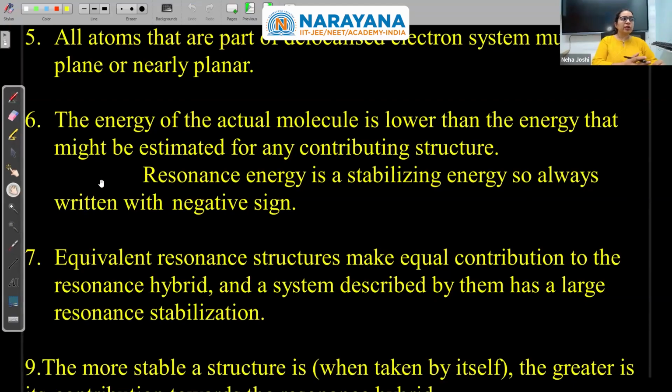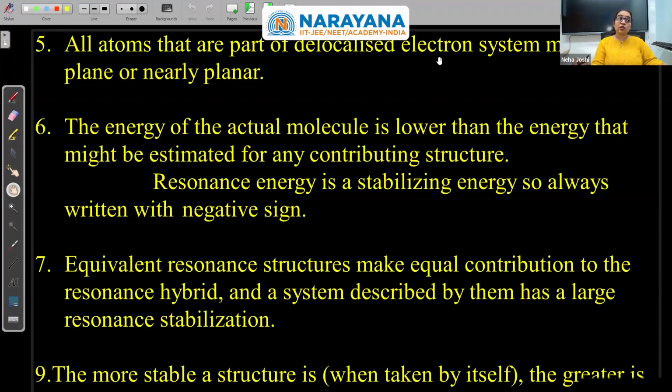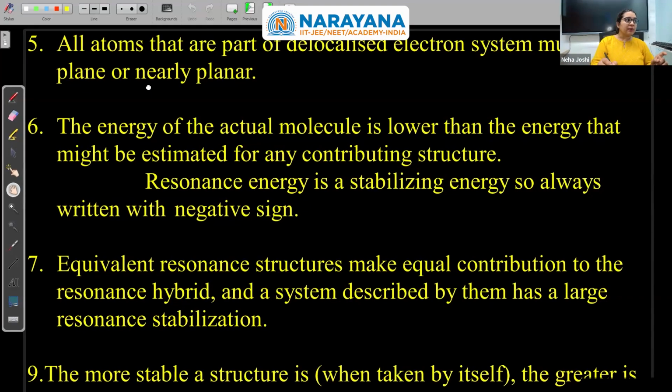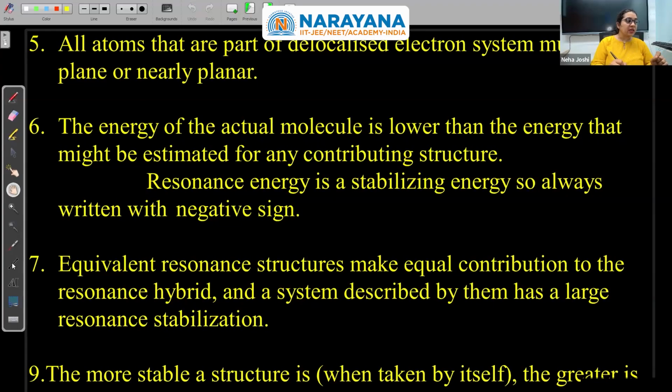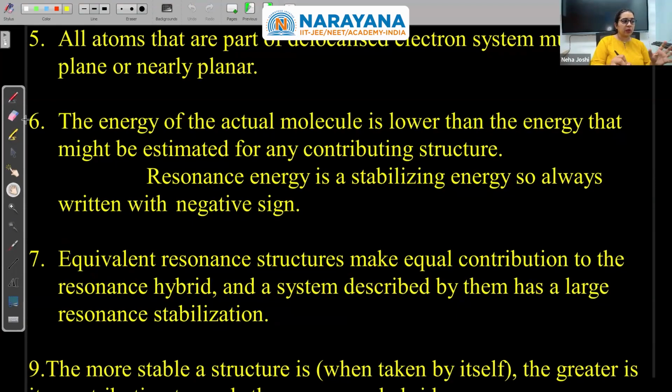Okay, coming to point number 5: all atoms that are part of the delocalized electron system must lie in a plane or nearly planar. Please write short notes wherever you want. I am going quite slow. You can write short notes.